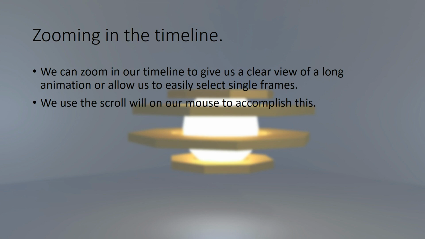A useful tool in the timeline is the ability to zoom. We can zoom in our timeline to give us either a clear view of a longer animation or allow us to easily select single frames. And to do this we have to use the scroll wheel on our mouse to accomplish this.